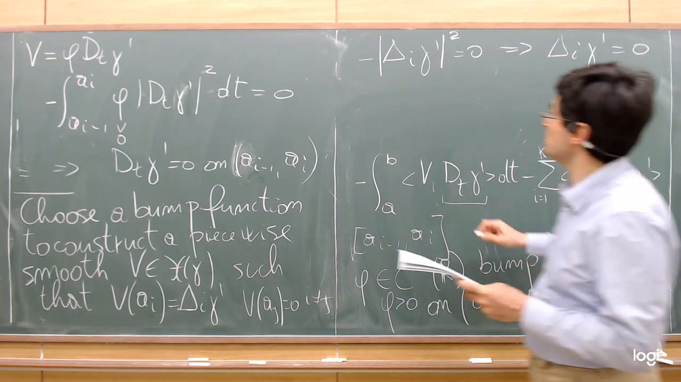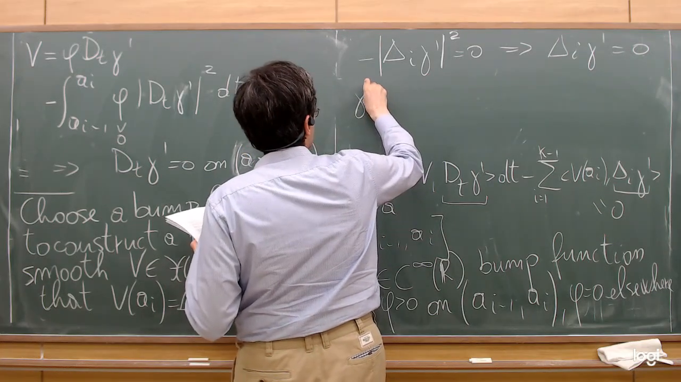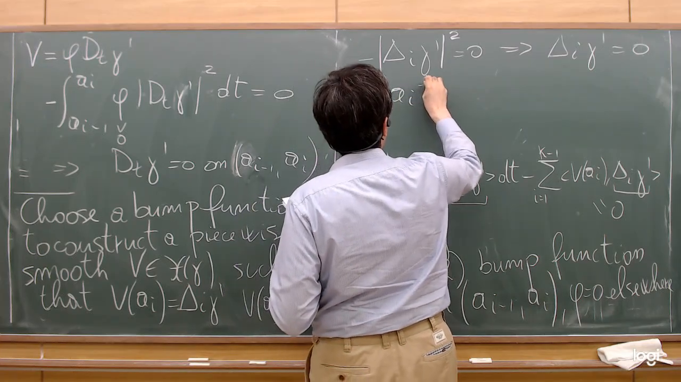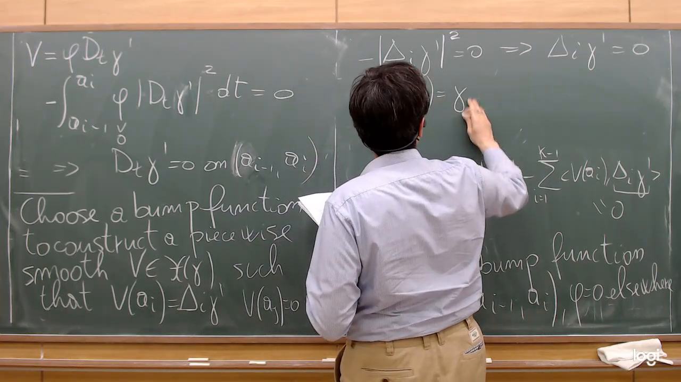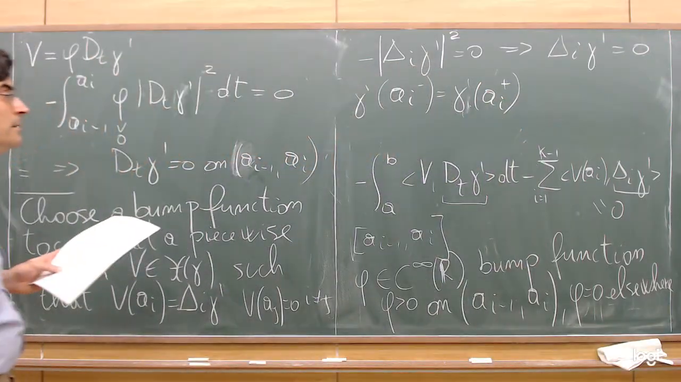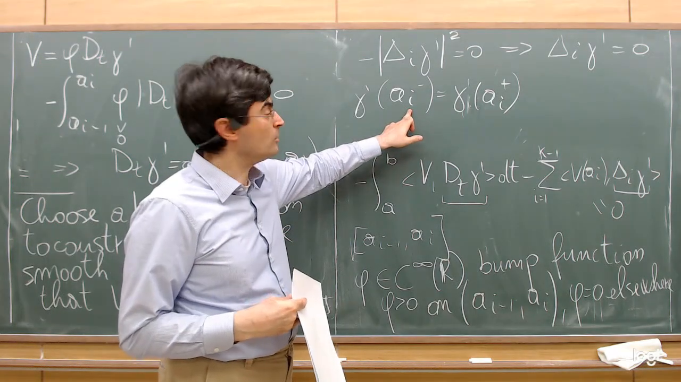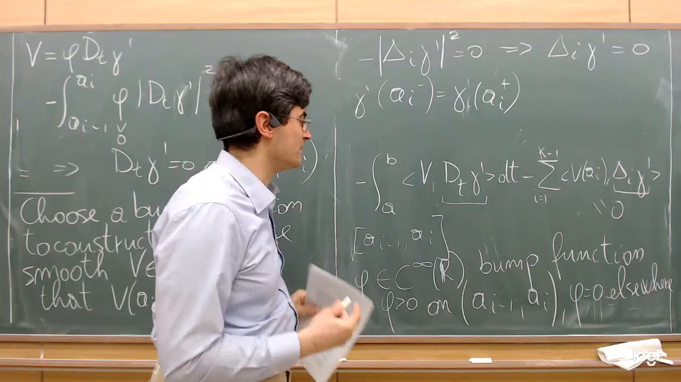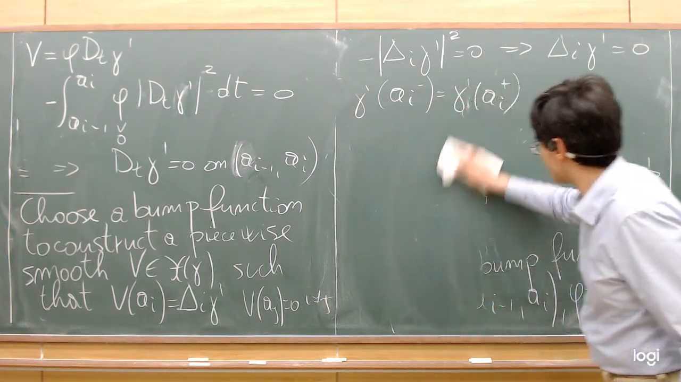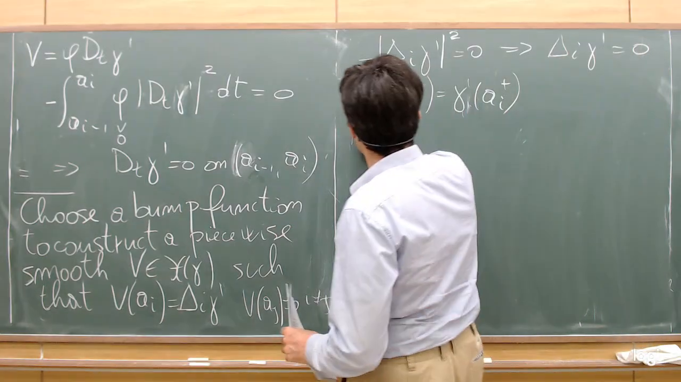So this means gamma prime at a_i minus coincides with gamma prime at a_i plus. And you repeat this process for all values of the index i, and you get that there are no corners. So no corners.